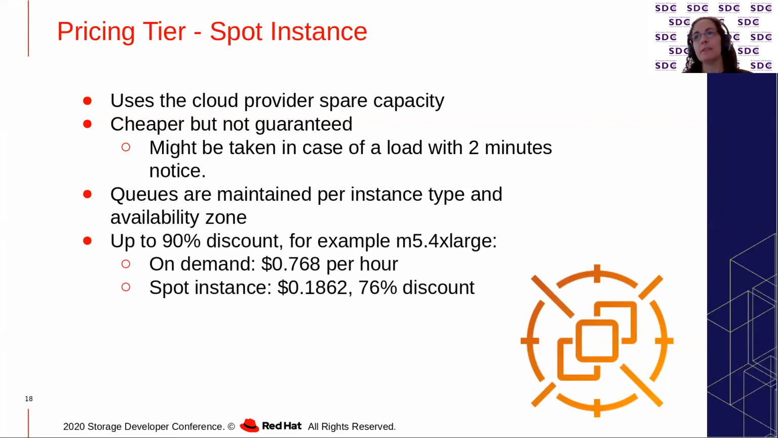Let's look again at the m5 for its cloud. On demand, it costs 75 cents per hour. But with spot instance, you can get it for 80 cents per hour, a 56% discount. Those instances really are cheap, and other types can even get to a 90% discount.